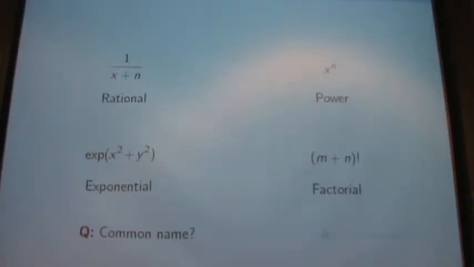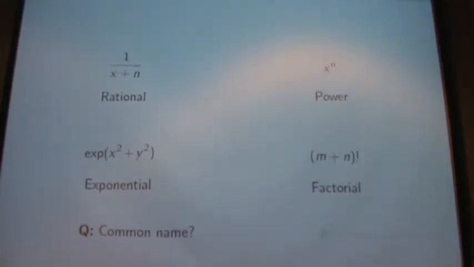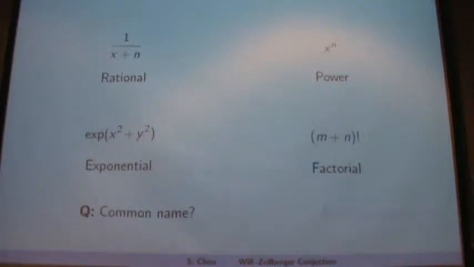So now let's jump to high school or even college. We learn much mathematics by the teacher telling us some formulas like this: 1 over x plus n. We say this is a rational function, and x to the power n is a power function, and the exponential function is like this. And in combinatorics we use a lot of factorials. And then I ask you, what's the common name for those functions? If you have read the paper by Wilf and Zeilberger, you will know the answer is hypergeometric. Now, this talk is about this class of functions.